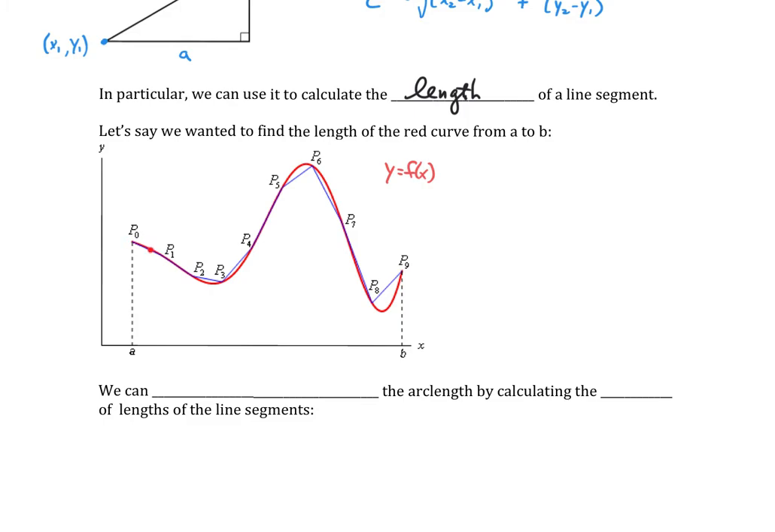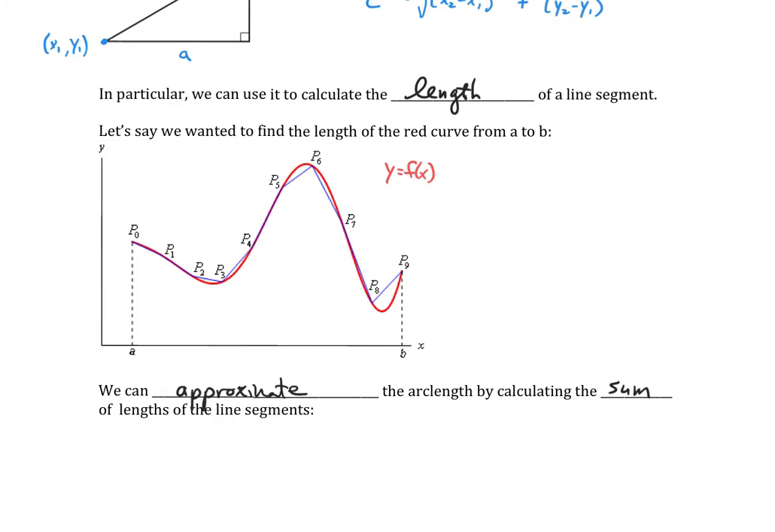Okay, so we have a curve that looks like this, and the starting point of the curve is x equal to a, and the end point of the curve is x equal to b. And what we are going to do is approximate the arc length by calculating the sum of the length of line segments.